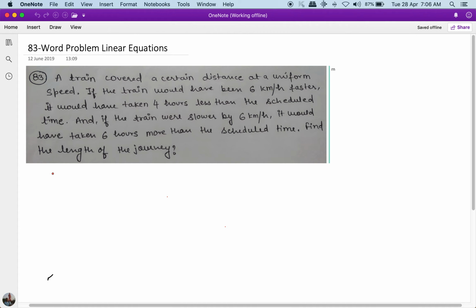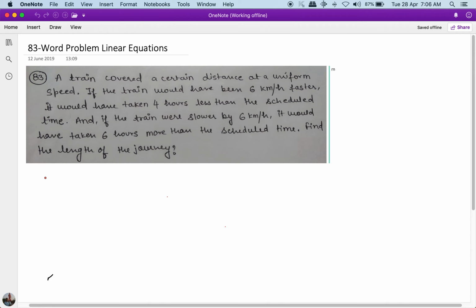So the question says a train covered a certain distance at a uniform speed. If the train would have been 6 kilometers faster, it would have taken 4 hours lesser. And if the train were slower by 6 kilometers, it would have taken 6 hours more than the scheduled time. Find the length of the journey. So the question has two conditions. One is when the train is going faster, and one is when the train is going slower. But in both the cases, the final time of the journey changes, but the overall distance covered by the train remains the same. Okay, so let us look at the solution for this question.